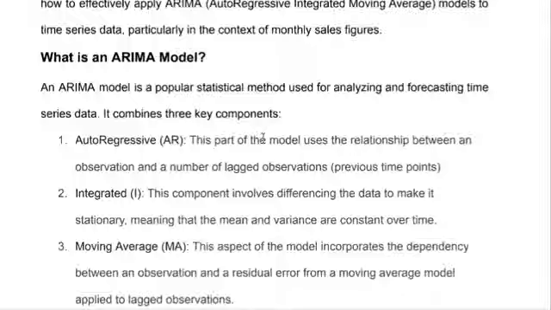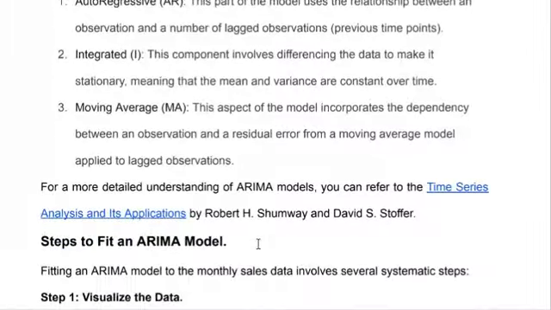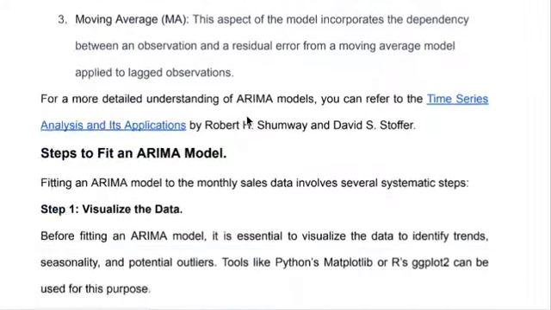It combines three key components. Autoregressive: this part of the model uses the relationship between an observation and a number of lagged observations. Integrated: this component involves differencing the data to make it stationary, meaning that the mean and variance are constant over time. Moving average: this aspect of the model incorporates the dependency between an observation and a residual error from a moving average model applied to lagged observations.